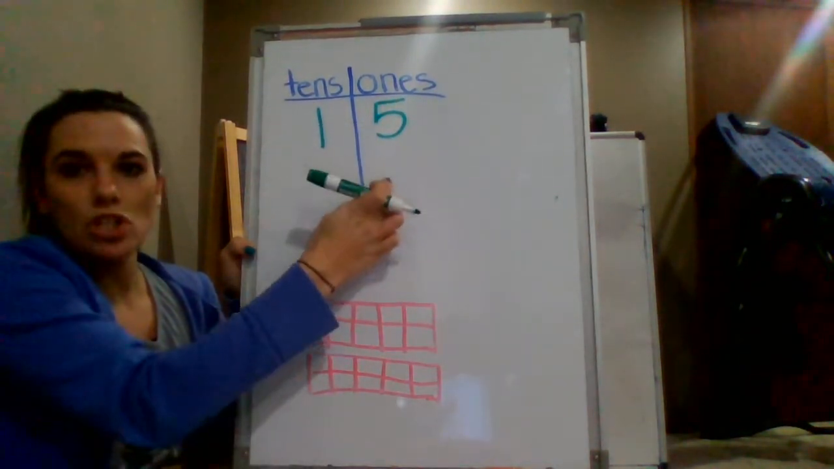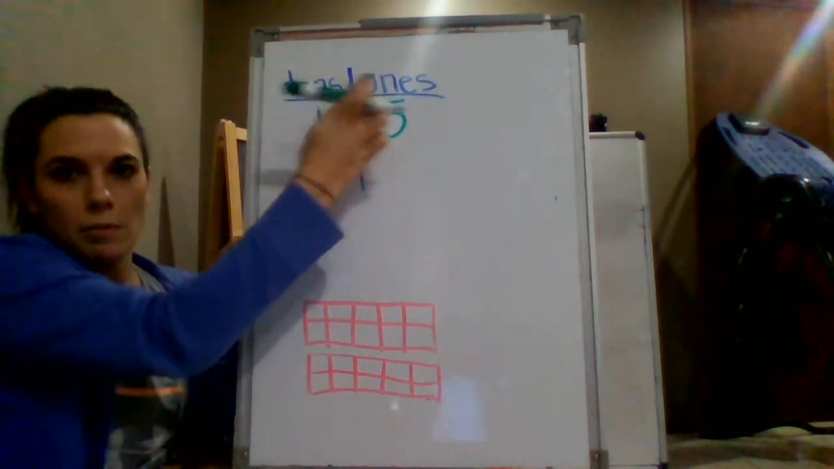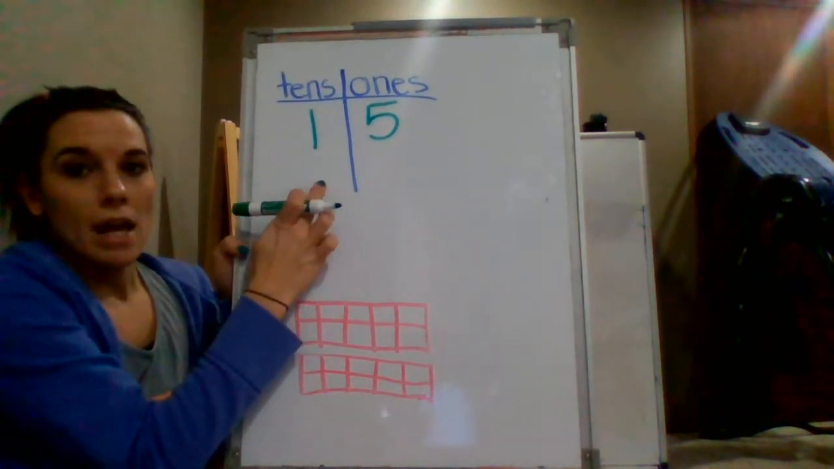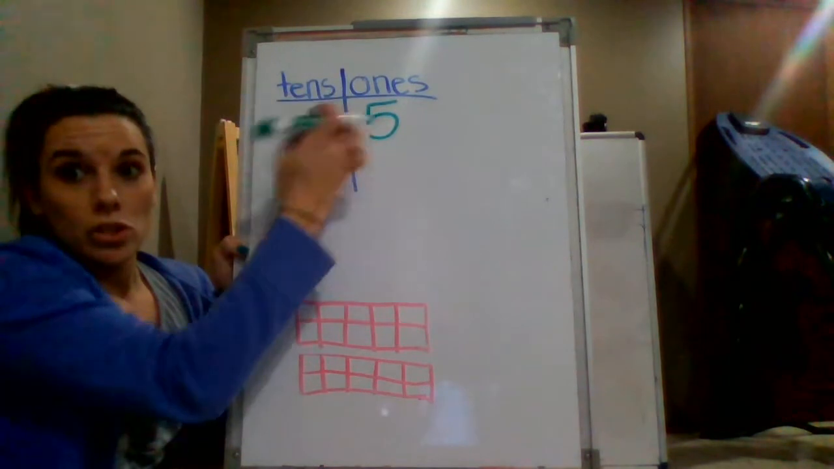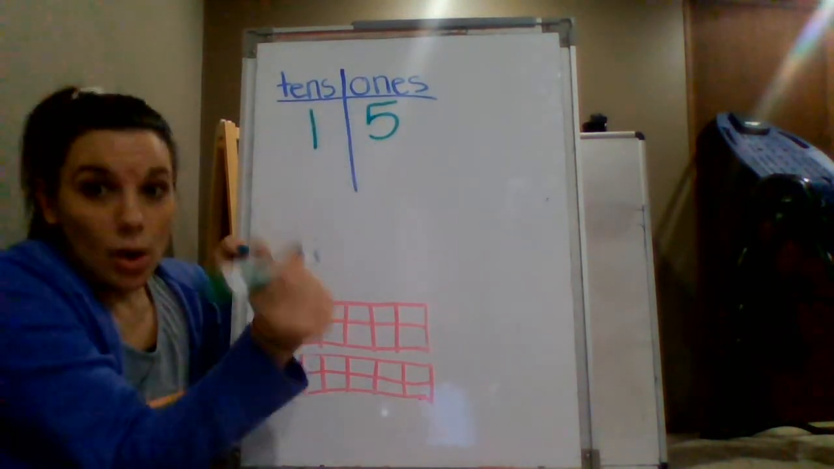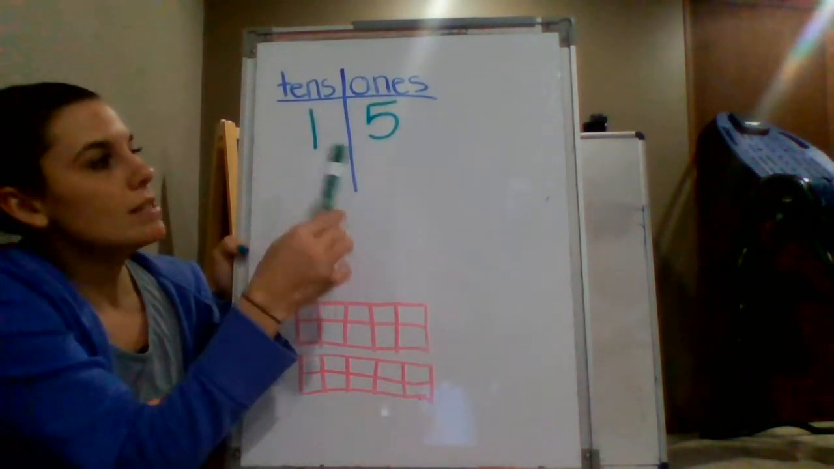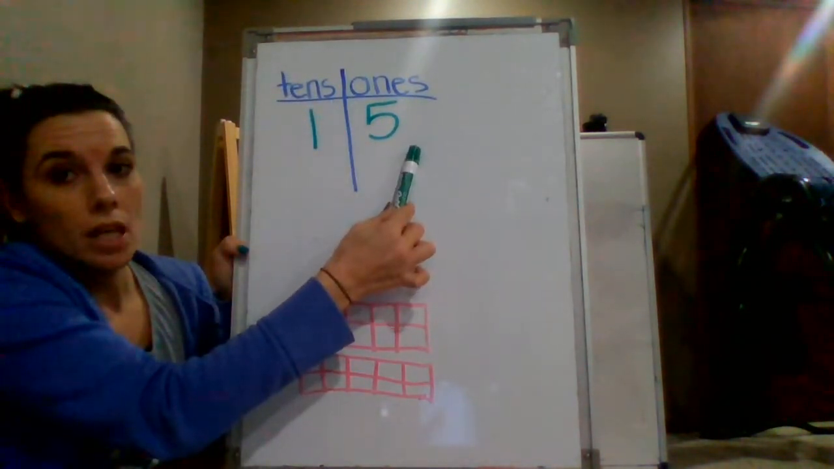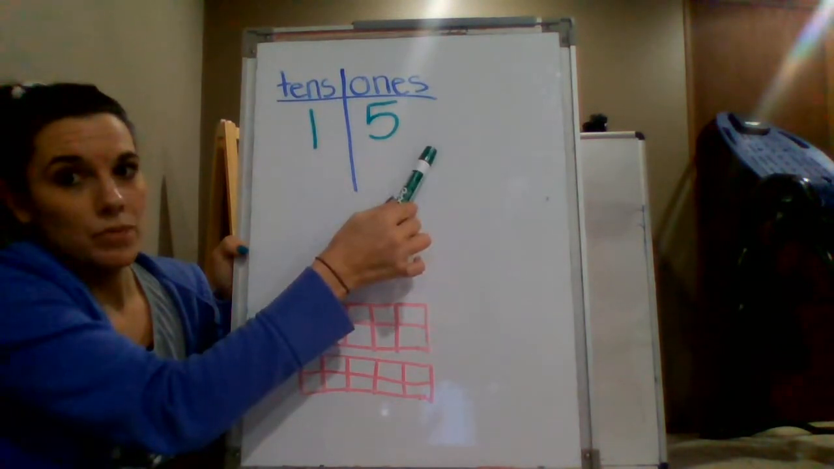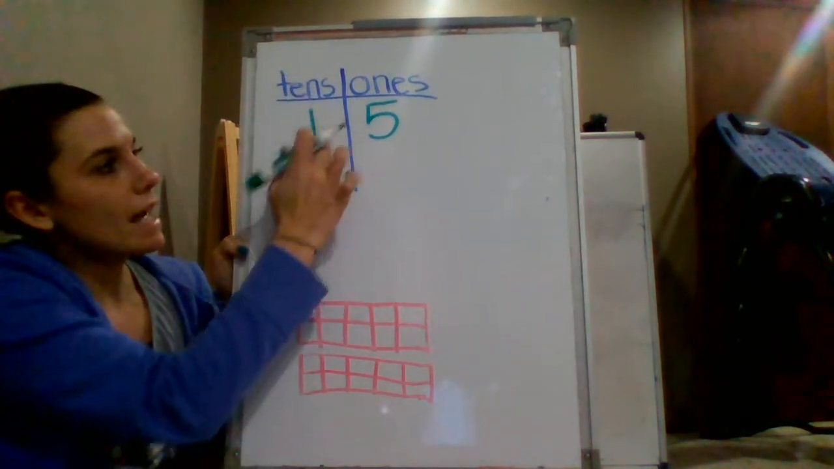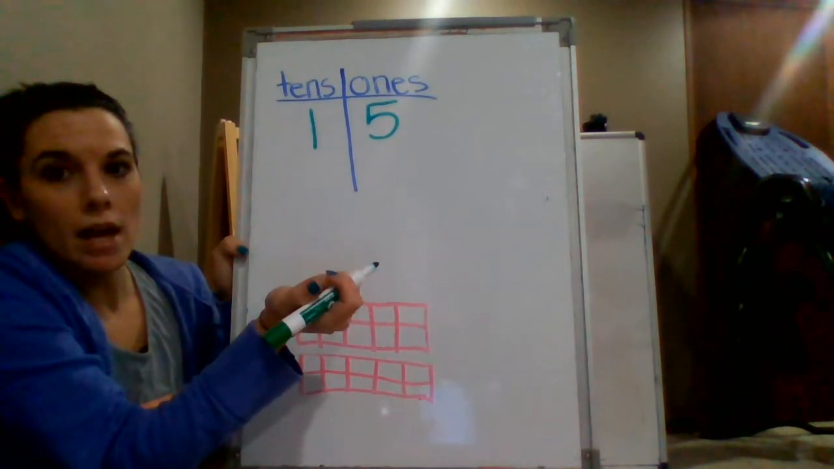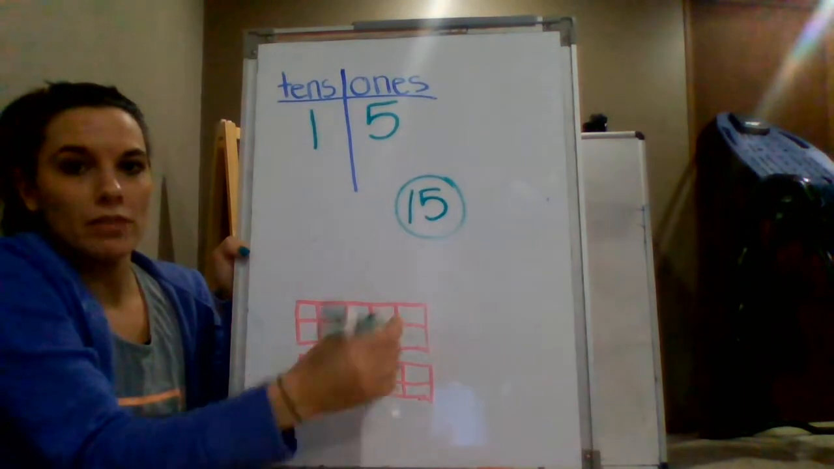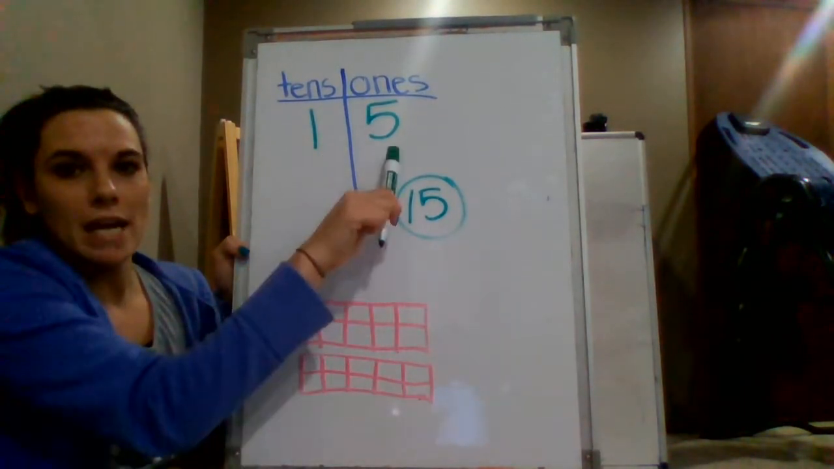Okay, so I have this chart. This is my place value chart. I have the tens place and the ones place. So when I write numbers in here, you're going to hear me refer to the numbers in their place value places. So if I have 1 ten and 5 ones, what number is this? So look at it, 1 ten and 5 ones. Let me hear you say, it's 15. Okay, very good. The number 15 has one group of 10 and 5 ones.